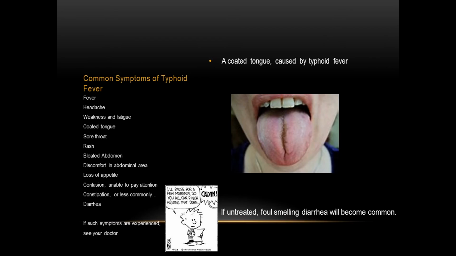Well, I'm no doctor, but here's what you should know about the signs and symptoms of typhoid fever. How do you know when you have typhoid fever? You might experience fever, headache, weakness and fatigue, sore throat, rash, bloated abdomen, discomfort in abdominal area, loss of appetite, confusion, unable to pay attention to things, constipation, or less commonly, diarrhea. In case of these symptoms, take the day off and make a visit with your doctor.